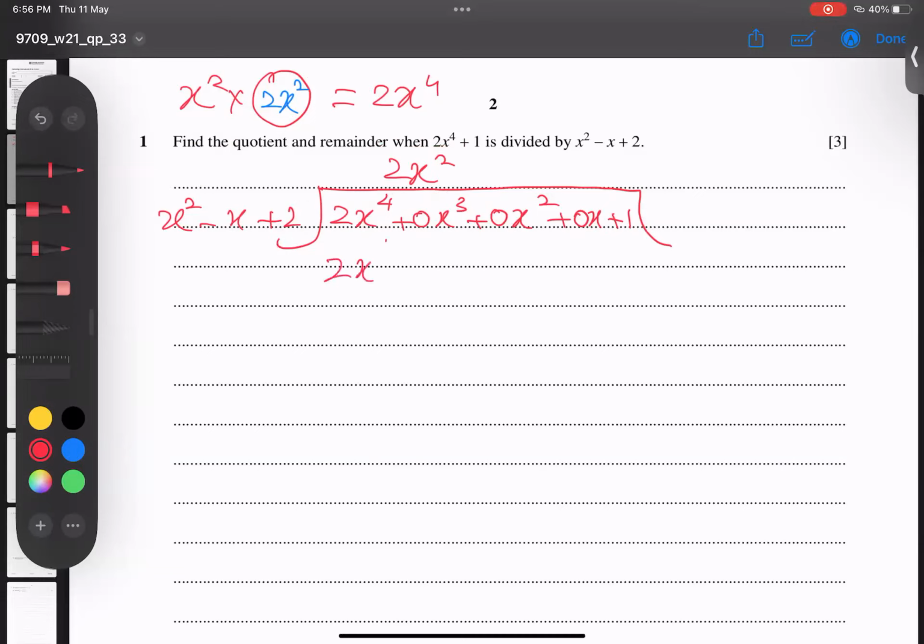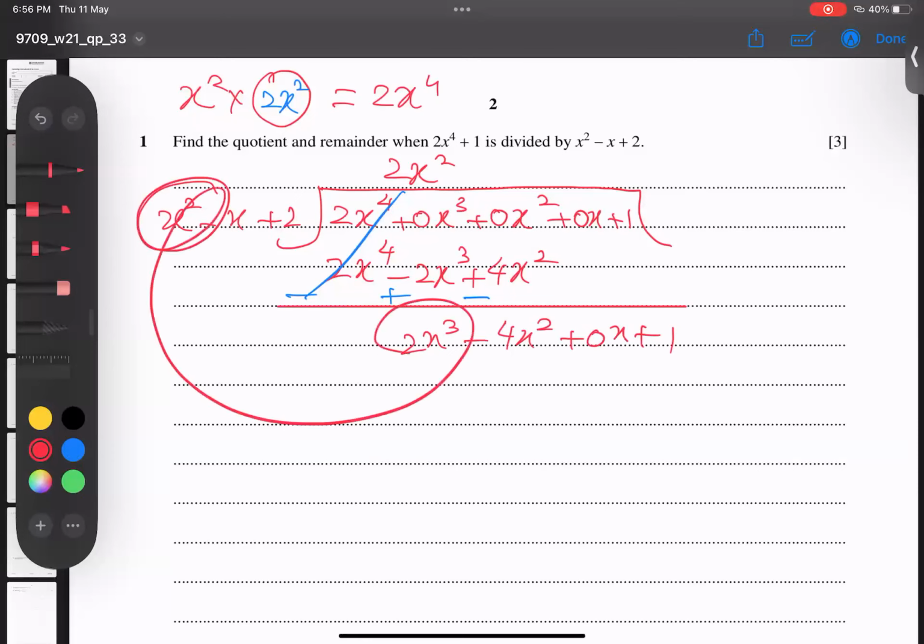First, I get 2x to the power 4. Then I get negative 2x to the power 3. This multiplied with this, I get plus 4x squared. And sign changing is compulsory, so this cancels out. What I get here, students, is 2x to the power 3 minus 4x squared plus 0x and plus 1. So this multiplied by what gives you this answer?